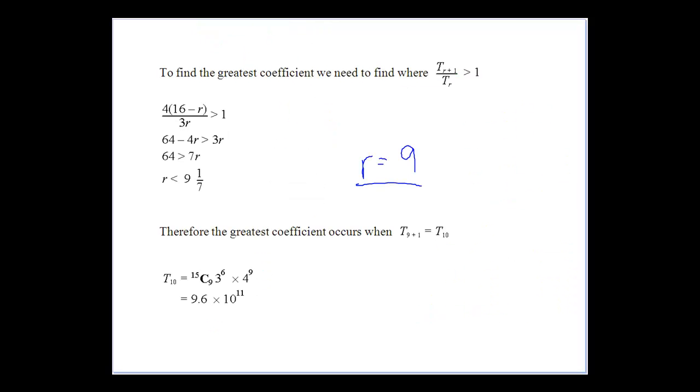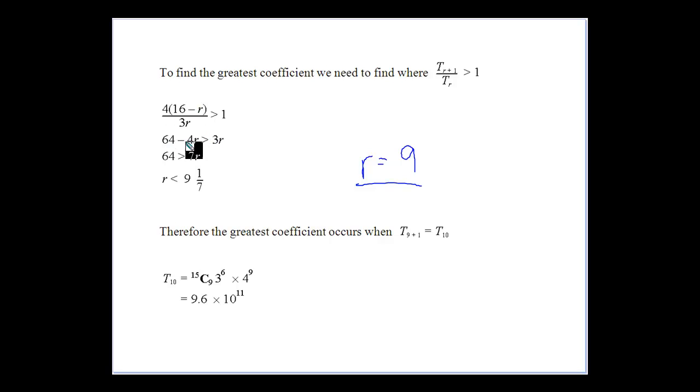So now what do we want to do for it? Well, the greatest coefficient's always going to be where the r plus 1th term, so the next term, over the previous term, is greater than 1. Once it starts to be less than 1, we know our coefficients are getting smaller, so it won't be true. So what we want to do is solve this one. So we know r must be a positive number, so we can multiply by 3r without a problem, without changing the sign. So it's not a hassle to multiply by 3r there.